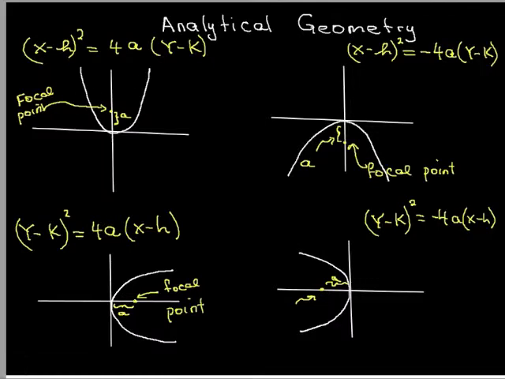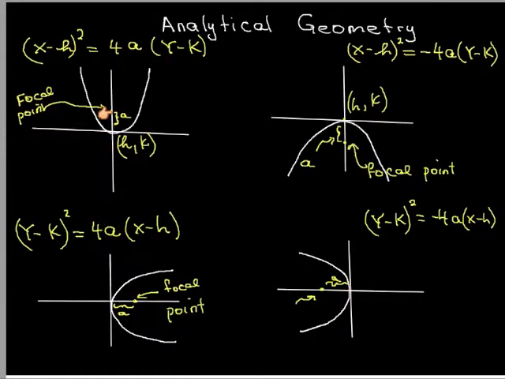Let's look at parabolas facing up, facing down, facing right, and facing left. Understand that these points are called vertices. These are vertex points, and I will call each one of them HK. This vertex is HK, and the same goes for this vertex and this vertex. We will use HK for the vertex.